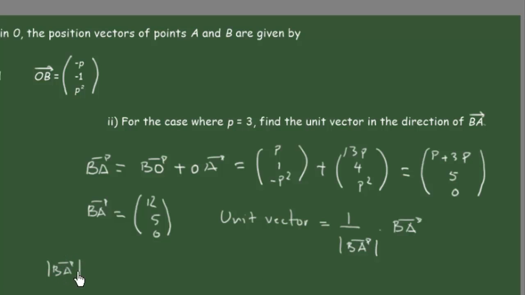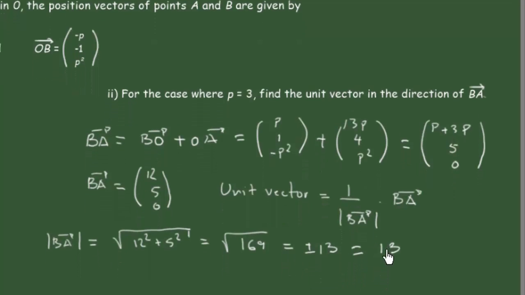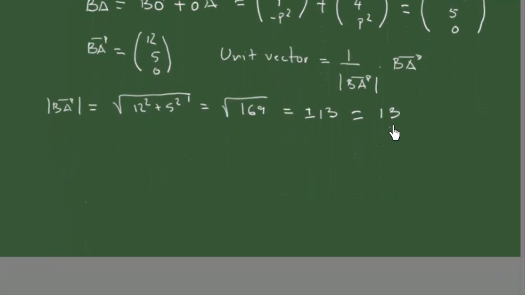or the distance BA, equals the square root of, we have here 12 to the power 2, or 12 squared, plus 5 squared. And this is going to give us the square root of 169, which is 13, or plus minus 13. But we're only going to consider the positive value here, so we're going to say it equals 13 because it is an absolute value. So we're taking 13 instead of minus 13. We're not taking minus 13.